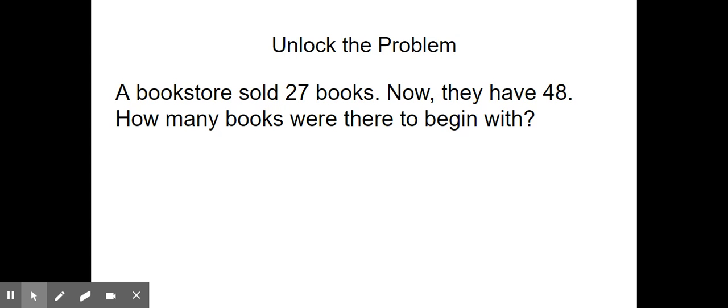We are going to start with unlock the problem. Make sure you have your packet with you so you can follow along. Turn to the day 2 unlock the problem. Let's read it together. A bookstore sold 27 books. Now they have 48. How many books were there to begin with?